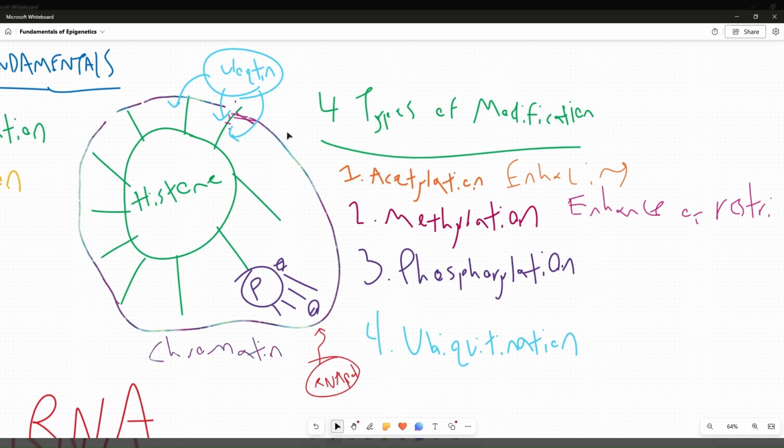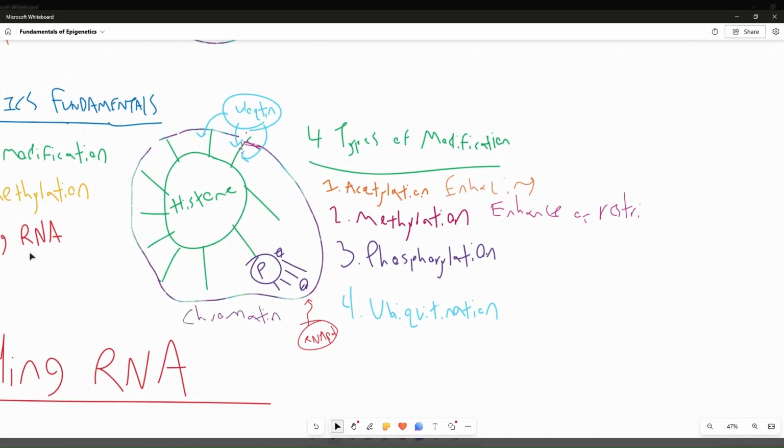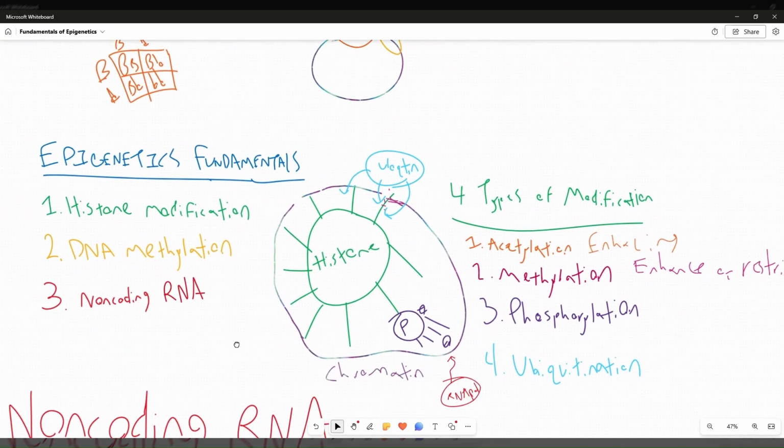So really, it's the same thing. It's how close is the chromatin to the histone? Is it euchromatin? Is it heterochromatin? Can the RNA polymerase get to it? Can it not? And that's basically the fundamentals. So you just need to know these four things do it in different ways. And yeah, lots of cool options with histone modification.